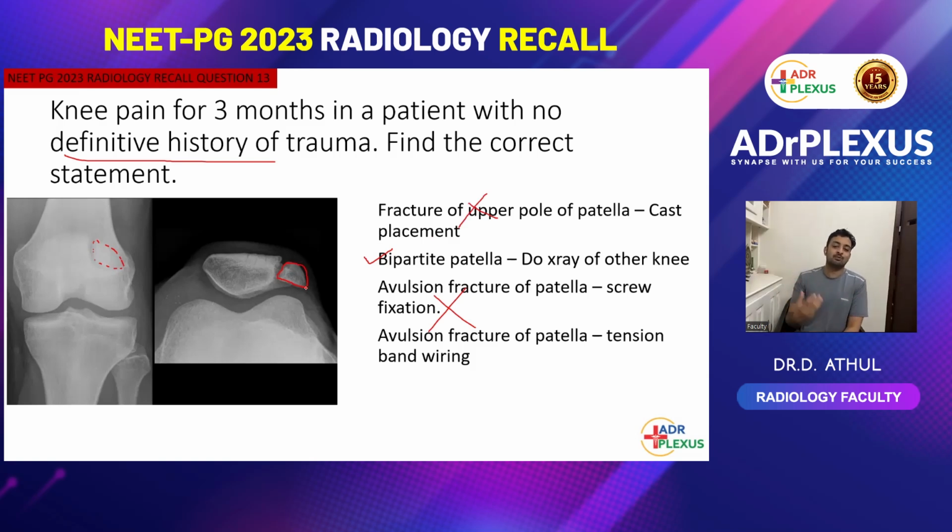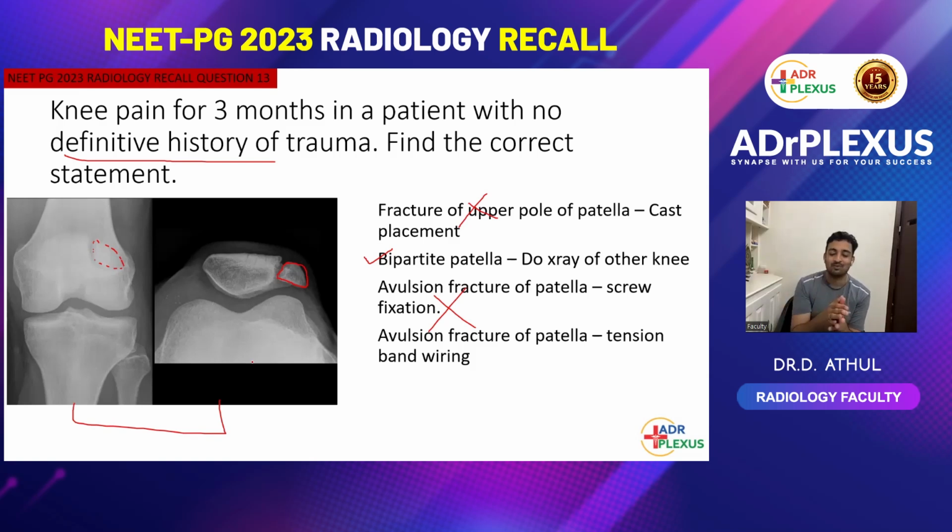So this is again a difficult question. You know, there will always be 10 to 15 questions which will be above average level. There will be questions like this. But if you read the question carefully, and see that there is no definitive history of trauma, and also some of the students were telling that underneath this image, they were given it as bipartite patella.